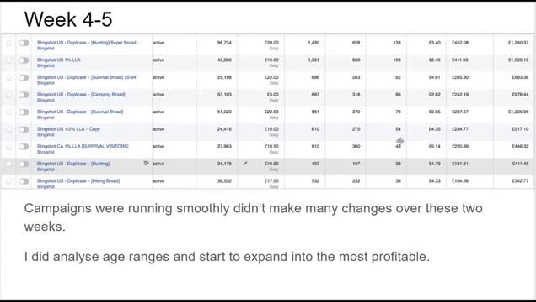We did sort of analyze the age ranges and start to expand into the most profitable. You can see here 55 to 64. We jumped into that and it was working okay for us. We were still making a profit. And make sure and do that for your campaign. So if you analyze your data and it's working for 20 to 30, duplicate your ad set and narrow it down to that age range.